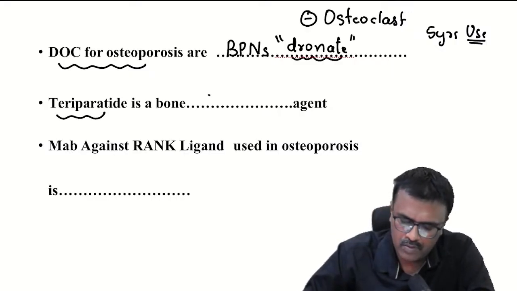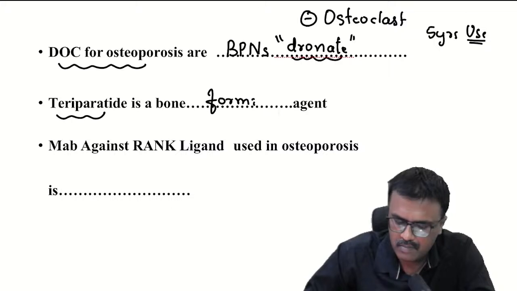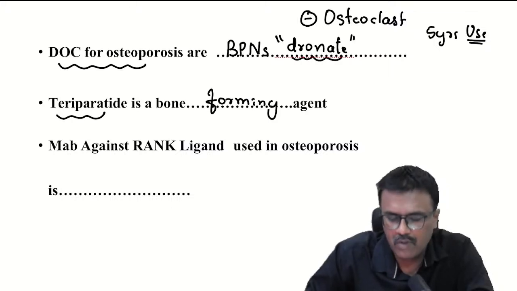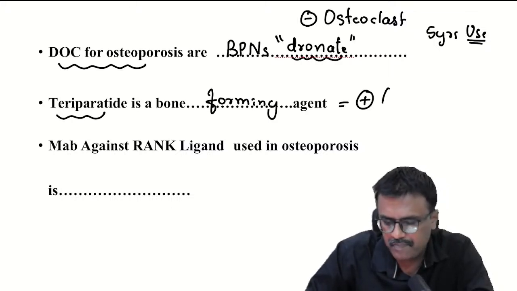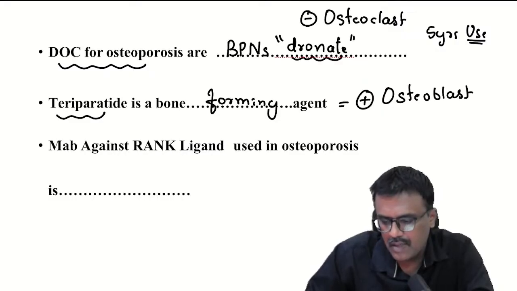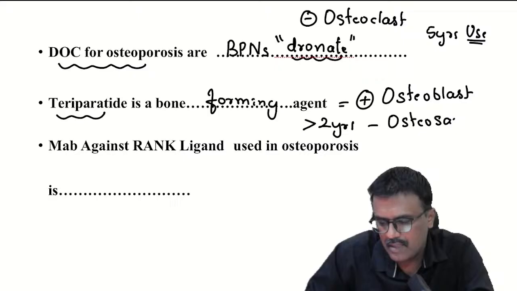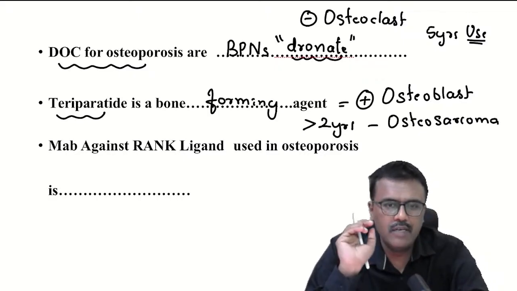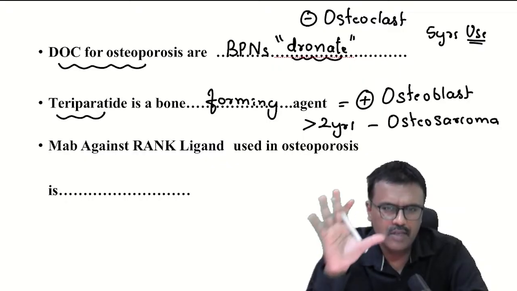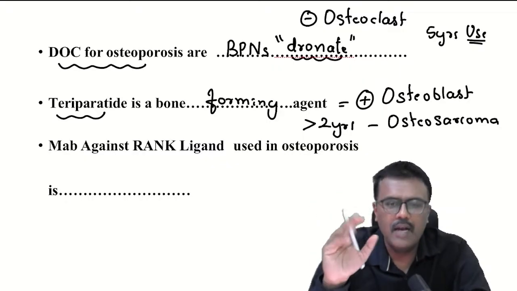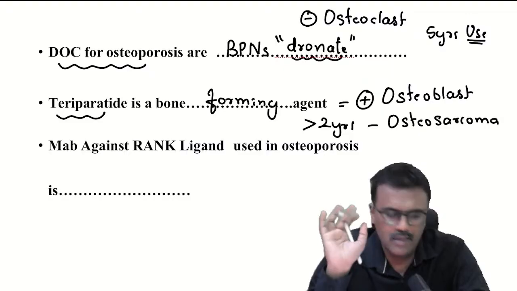Teriparatide is a bone forming agent. Means what? It will stimulate osteoblast. But if you are using it for more than 2 years, it has shown to increase the risk of a cancer called osteosarcoma. So that is why it should be reserved for severe osteoporosis only. And if you are using, use it for less than 2 years.